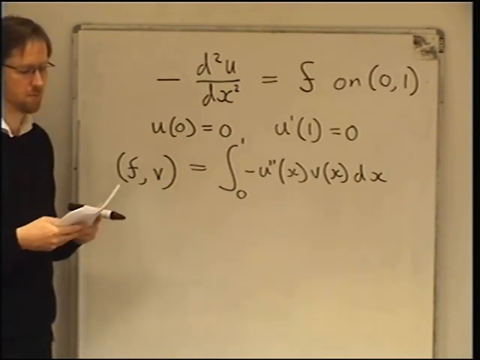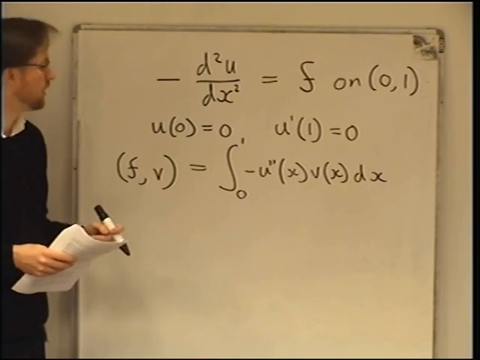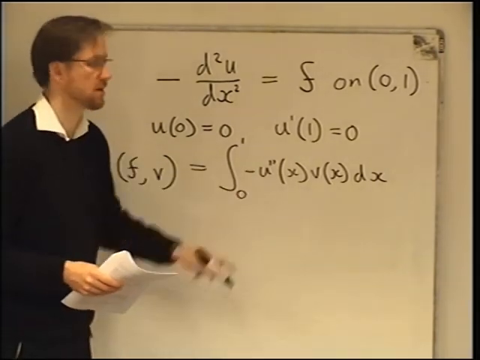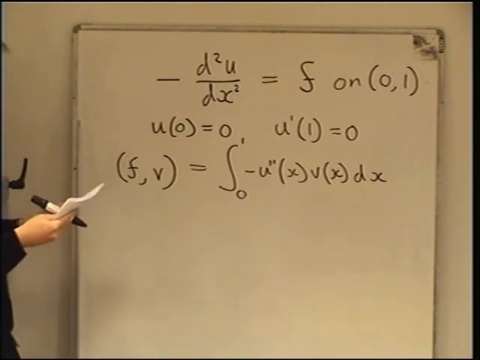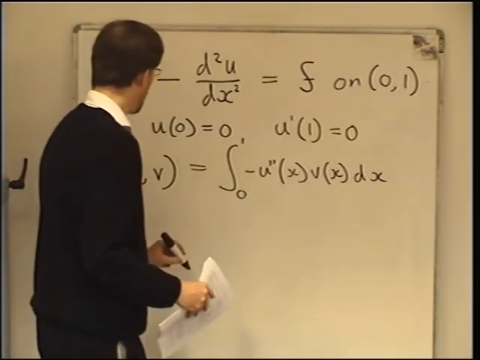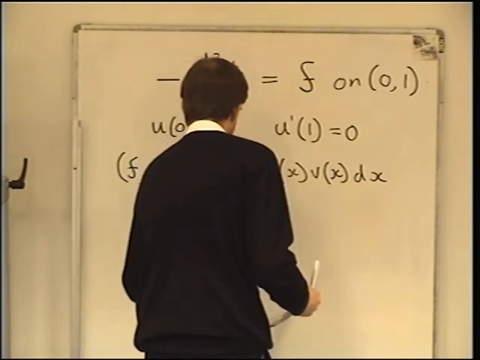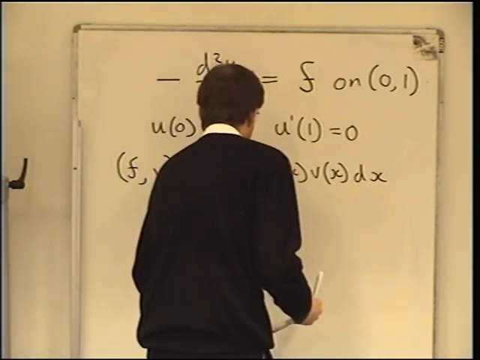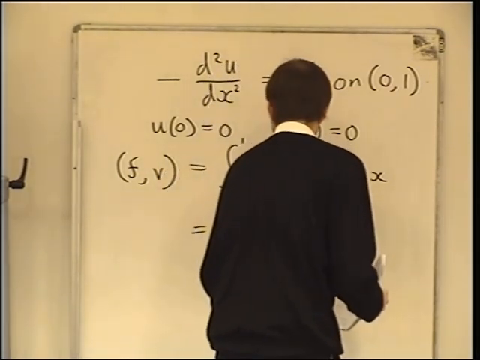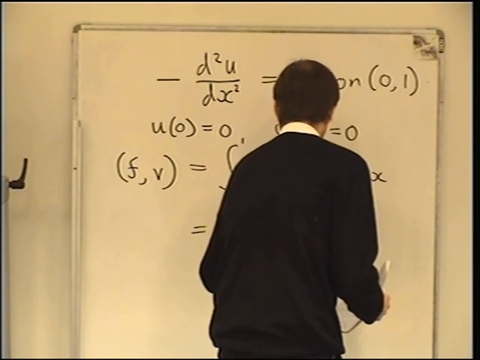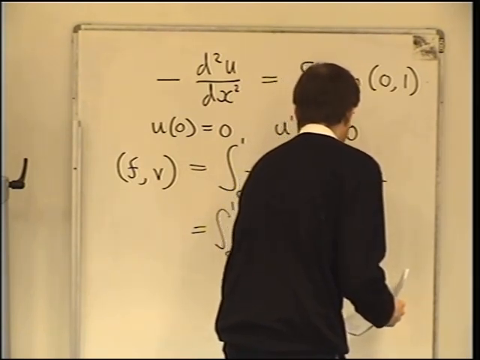For reasons that will become more apparent as we go on, we would prefer to have this in a form where we didn't have a second derivative here. And in particular, taking that second derivative out is also going to help us with the boundary conditions. So if I integrate that by parts, I'll get the integral from 0 to 1 of the first derivative of u at x plus times the first derivative of v at x dx.